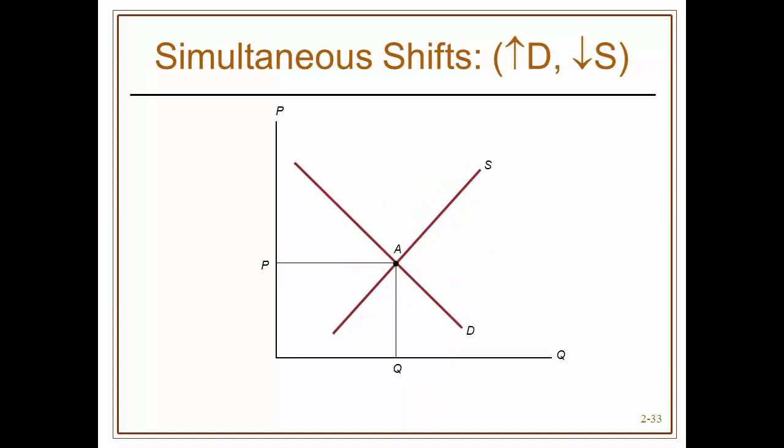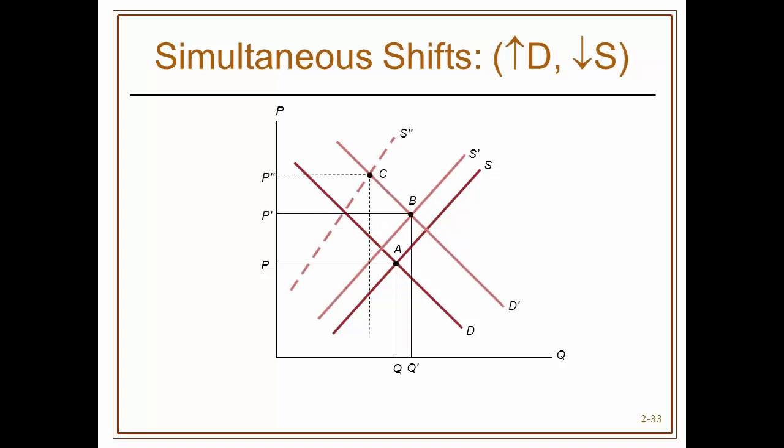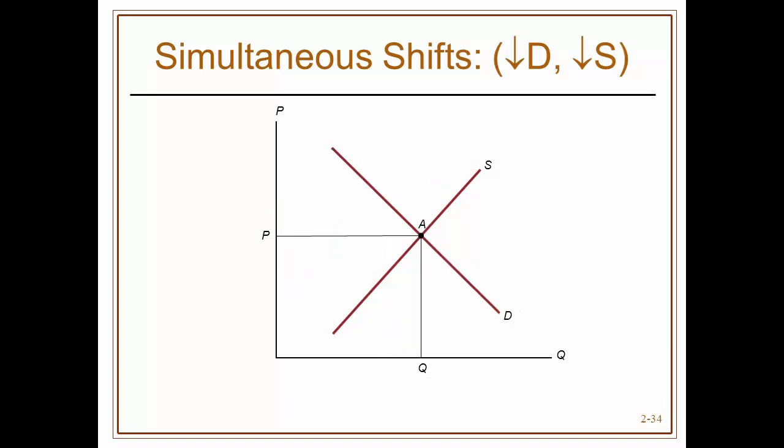Same sort of thing with these other, there's going to be four possibilities here. Demand increasing, supply decreasing. I know the price will go up, I'm not quite sure what happens to the quantity. Demand decreasing, supply decreasing.